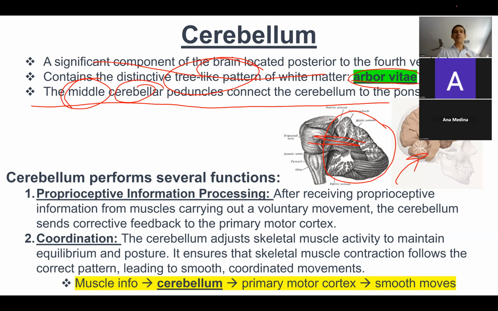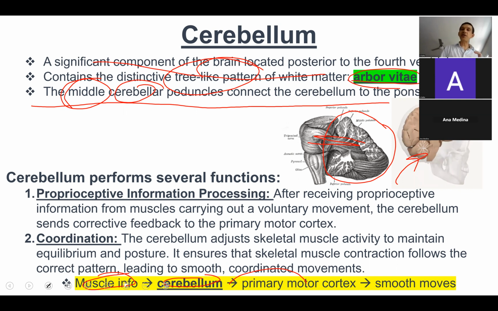So what the cerebellum does, it receives the information from all of our muscles, okay? And relays it to the primary motor cortex. That's the frontal area right in front of the central sulcus, right? So that's the frontal area, for example, that moves the mouth. That's also the frontal area that moves the arms, the legs, and etc.